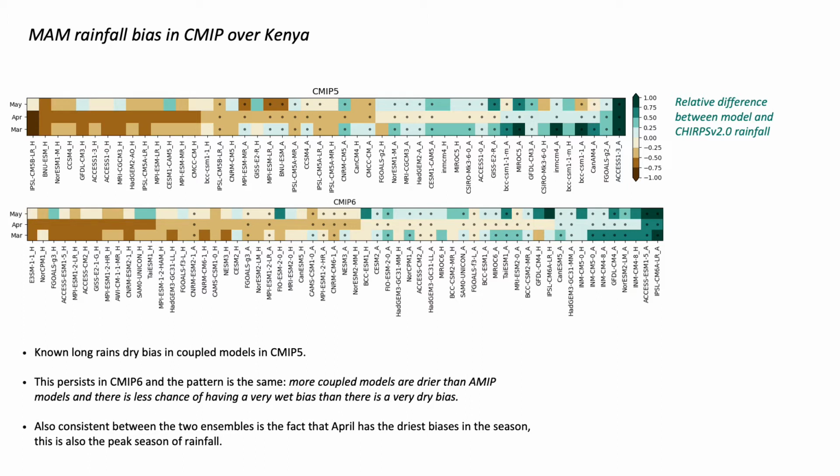So there's this known long rains dry bias in CMIP5, and this persists into CMIP6. And the pattern is the same. More coupled models are drier than AMIP models, and there's less of a chance of having a very wet bias than a dry bias. And also consistent between the two is the fact that April is the driest month in both seasons in models, and this is also when there should be a peak of rainfall.